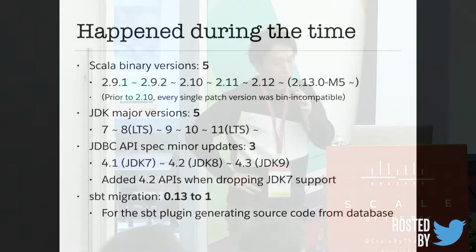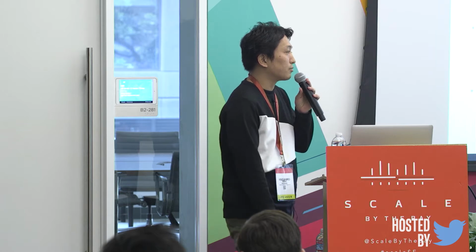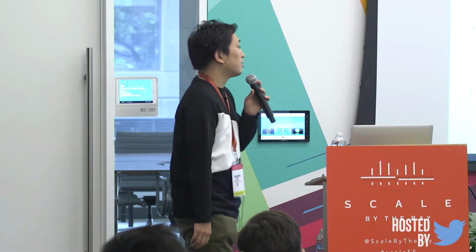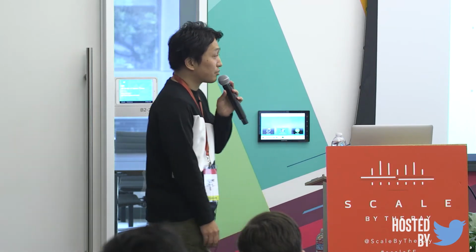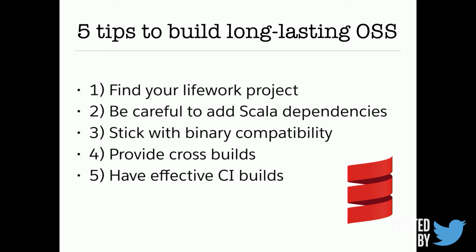And also we experienced an SBT migration. The ScalikeJDBC project provides an SBT plugin which generates Scala source code from existing database tables. The SBT plugin is very useful when you start a new Scala project which has to talk to existing database tables. So we started the development of the SBT plugin when the SBT version was 0.13, so we needed to migrate to SBT 1. So that's a brief history. And here are 5 tips I'd like to share today. I'd like to walk through these tips one by one.